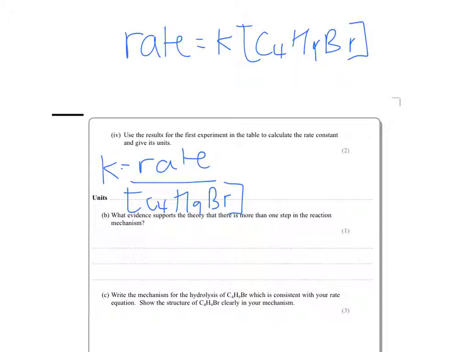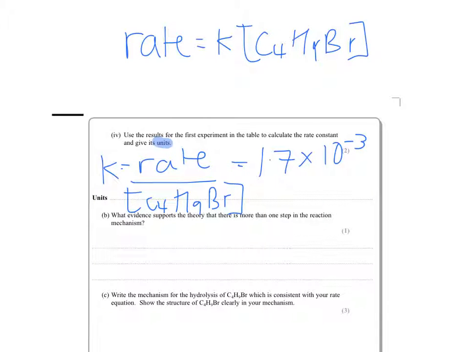You can use any of the experiments in the table on the previous slide, and if you substitute in the numbers you should find that you have a value of 1.7 times 10 to the minus 3. It also asks you to work out the units, so don't forget to include this in your answer.